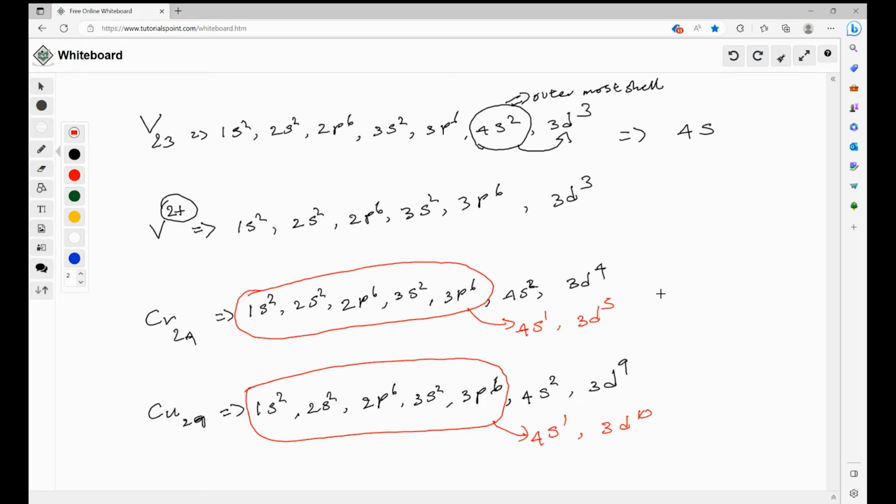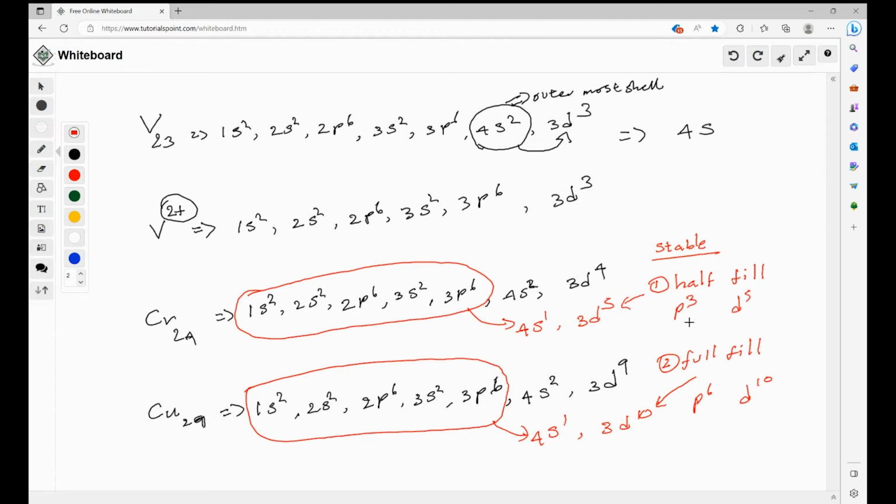Why is it important to remember why it's happening? Because subshells gain a stable configuration. The stable configurations are in two states. One state we call half-filled state, the second one full-filled state. What does that mean? 3d5 is a half-filled state. 3d10 is a full-filled state. Likewise, I would say p3 is also half-filled. p6 is a full state. d5 and d10.